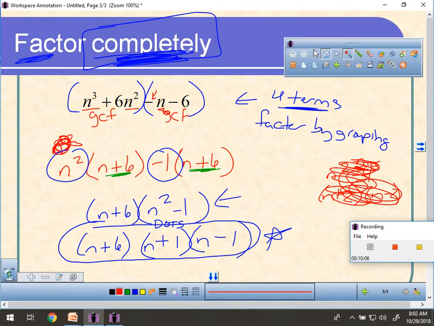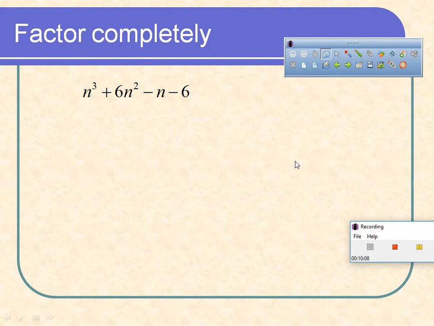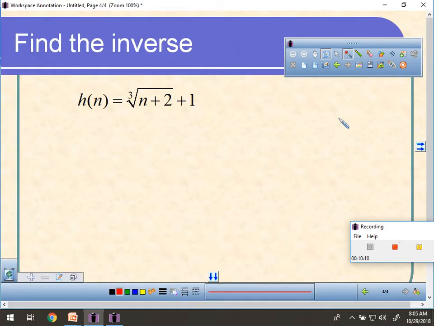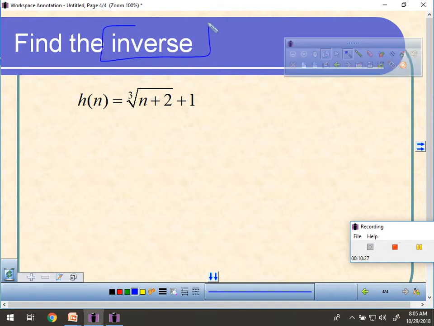Another one is something that looks like this. All right. Now, for this one it says to find the inverse. So for this one it's got h of n is equal to the cube root of n plus 2 plus 1. It wants you to find the inverse. Well, when we find the inverse, there's a couple of steps that you have to do.